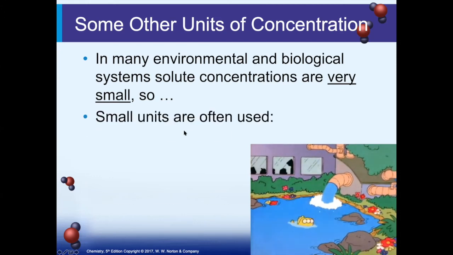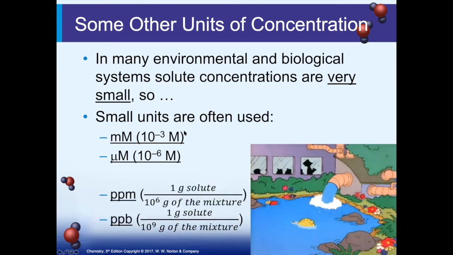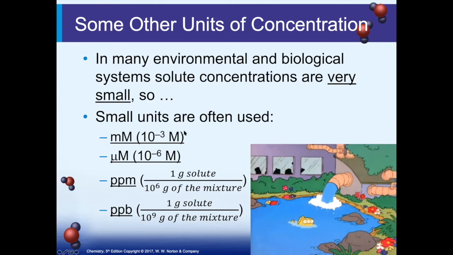So instead of molarity, you might see millimolar, okay, which is just 10 to the minus third molar, or you might even see micromolar, which is 10 to the minus sixth molar, okay? Or sometimes you see them as part per million or part per billion. So ppm or ppb, okay? Part per million just means that it's sort of a mass-based relationship rather than a mole-based relationship. 1 gram of solute per every million grams of the mixture. Part per billion is 1 gram of solute per billion grams of the mixture.